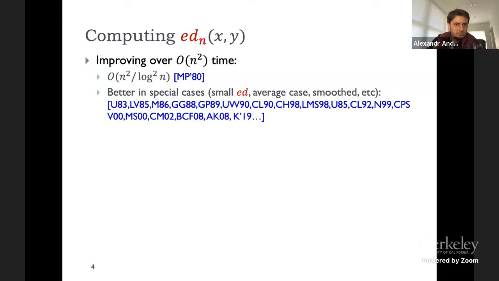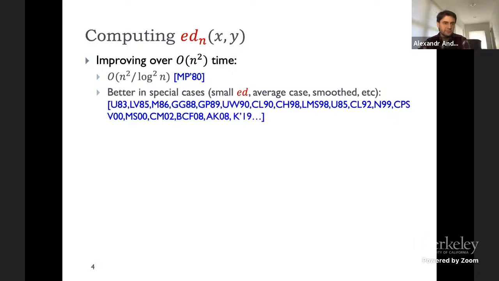Yeah, there has been lots of work in trying to improve this algorithm in special cases. Let's say, for example, when the edit distance is known to be small already, or some average case or smooth case, think about some kind of random or pseudo-random models of the input. As you can see, there has been lots of work for decades, including in recent years.